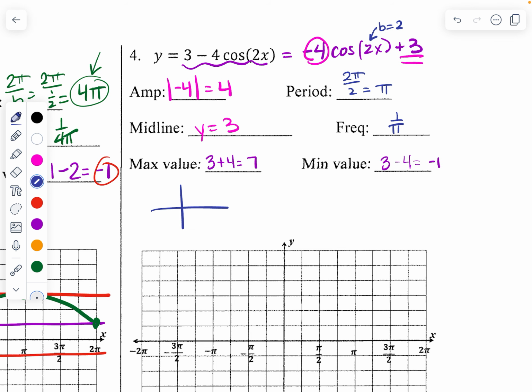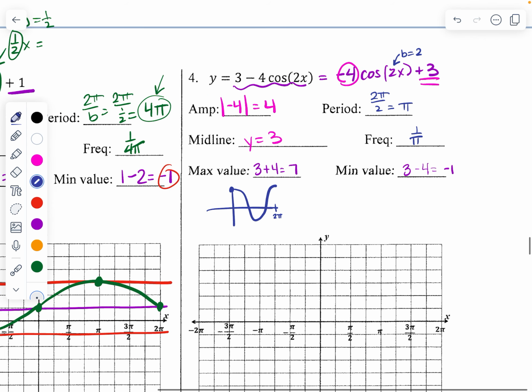So remember, cosine typically looks like this, where we see a full cycle within 2 pi, and it starts at a maximum. Well, this time we see a couple of things. We also notice that this is a negative, so this is going to be a flip over the x-axis.